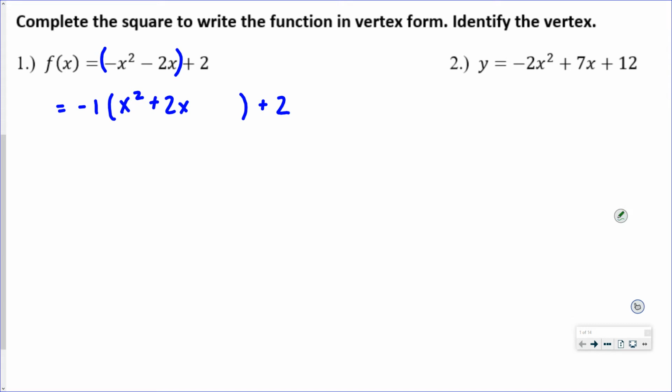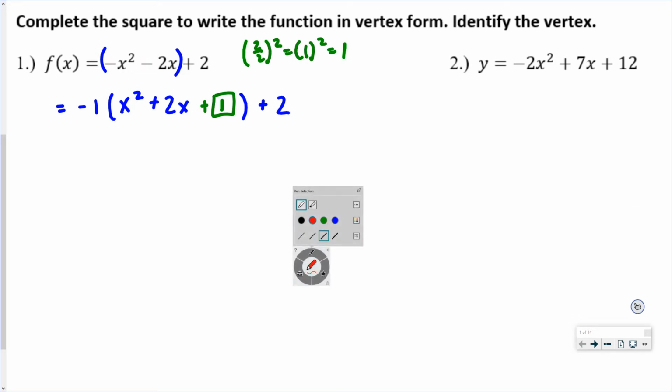All right, then we complete the square. Ooh, number 2, there's lots of fractions. It's okay, you guys got it. Complete the square, so half of 2 is 1. 1 squared is 1. So 1 is what I'm going to add to make this a perfect square trinomial.